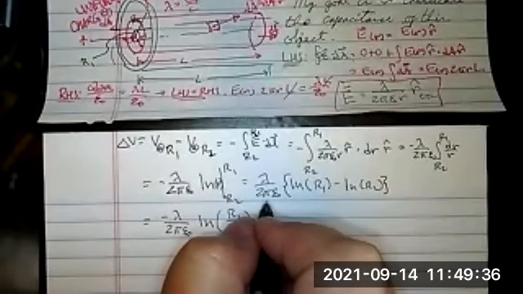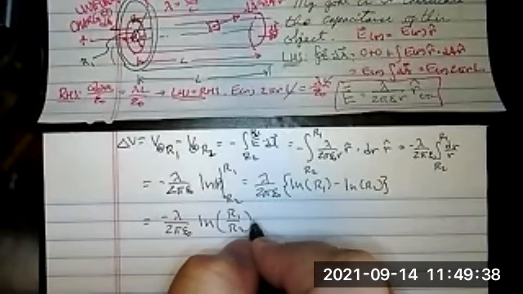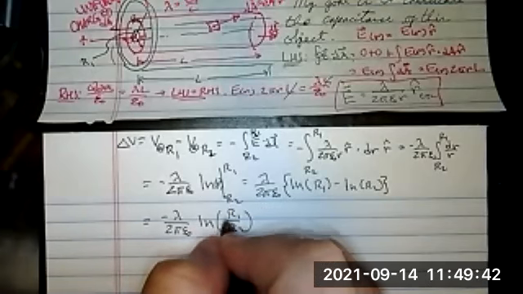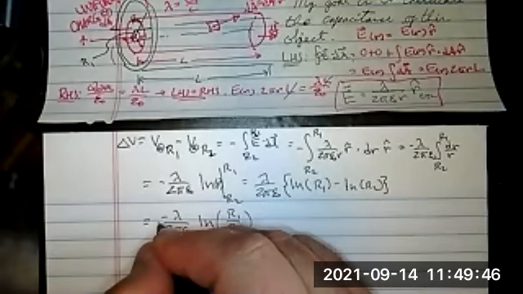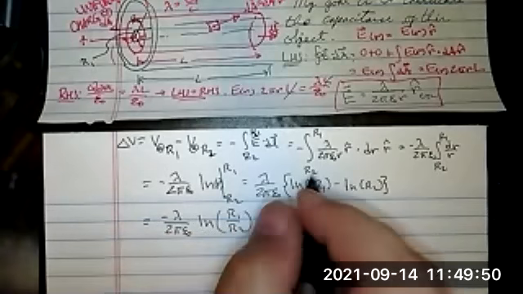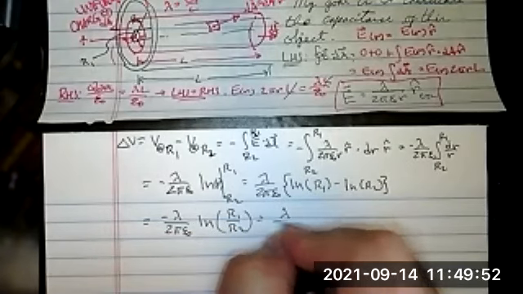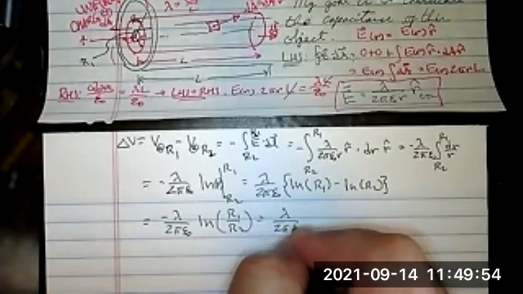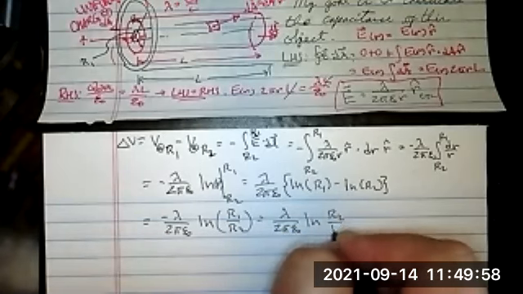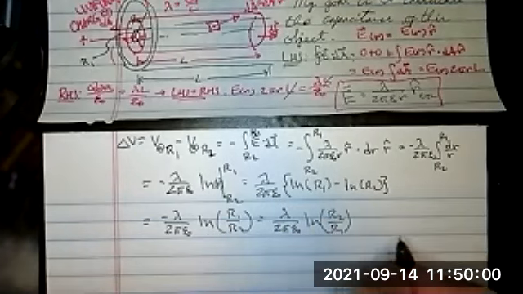Now, R1, remember, is the smaller quantity, and R2 is the bigger quantity. And when you take the natural log of something smaller than 1, you get a negative number. So why not just make this all positive? Because that would be negative times a negative. It's going to be positive. So I'm going to flip the order and get rid of the negative and say it's lambda over 2 pi epsilon naught times the natural log of R2 over R1. Again, that's just a logarithm rule.